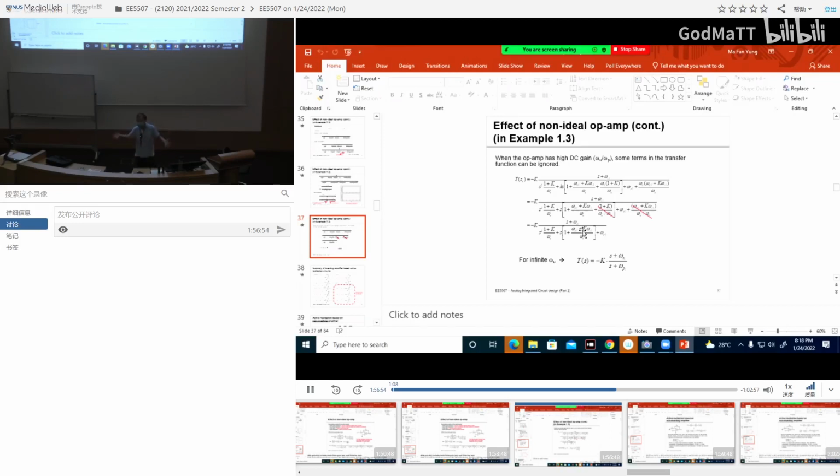See, my final equation I got is very complicated. If I now recheck my equation and say, okay, if I make the gain very high and I make the op-amp bandwidth very big, do I get back the simple ideal equation? If I do, that means chances are my analysis is correct. If I don't get it back, that means somewhere along the line I made a mistake.